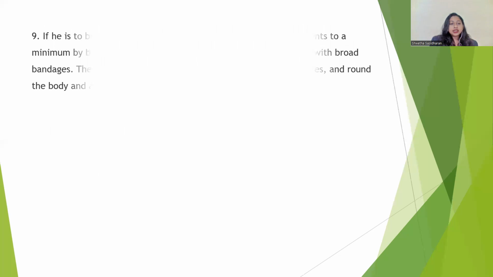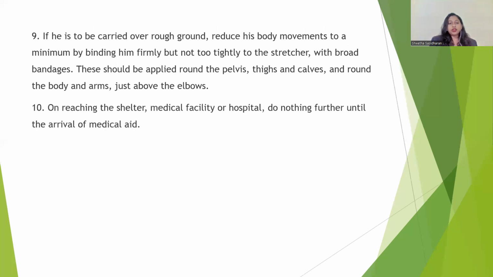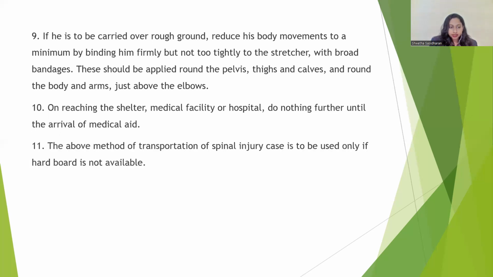Next, if the casualty is to be carried over rough ground, reduce his body movement to a minimum by binding him firmly to the stretcher, but not too tightly. Apply the binding around the pelvis, thighs and knees, and also on his arms and body just below the elbow, so that there is not too much movement on the bumpy area. On reaching the shelter, do nothing, just wait for the facilities to come and give the medical attention that he needs. The above method of transporting a spinal cord injury is to be used only if the hardboard is not available.